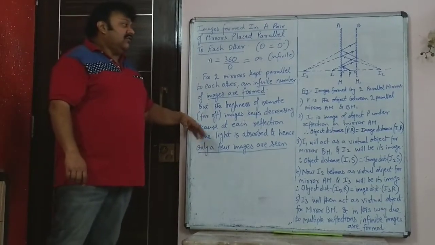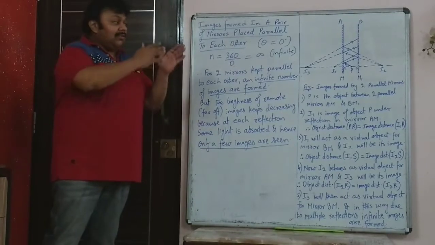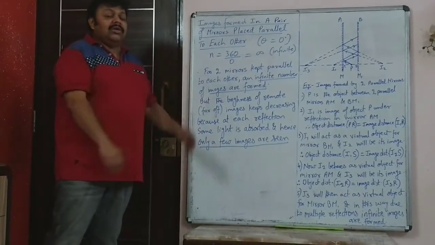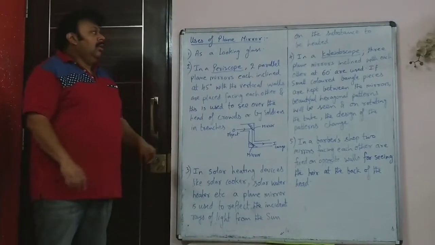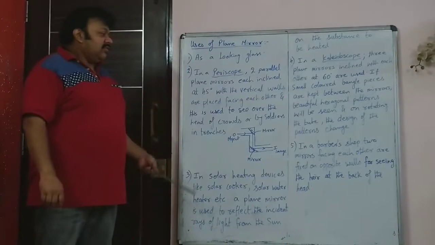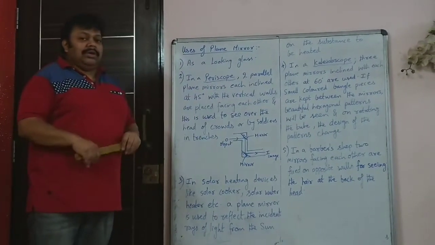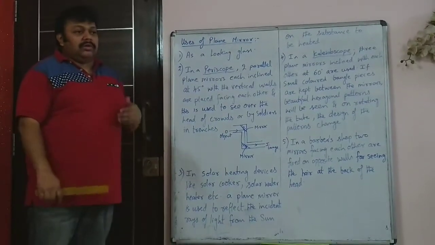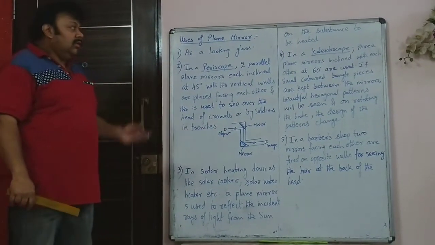So we have finished parallel rays and perpendicular, when two mirrors are kept parallel to each other and when two mirrors are kept perpendicular to each other. So now for uses of plane mirror, we have just learned a few uses. Like you all know a plane mirror is used as a looking glass. Every house has it where you use the mirror as a looking glass.